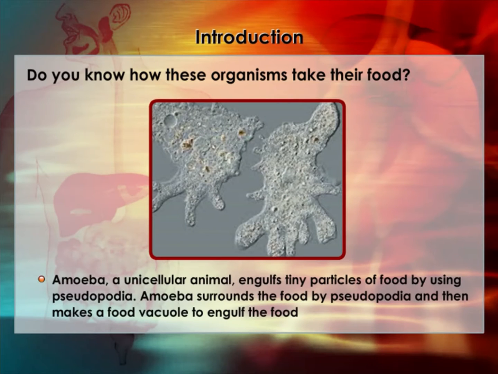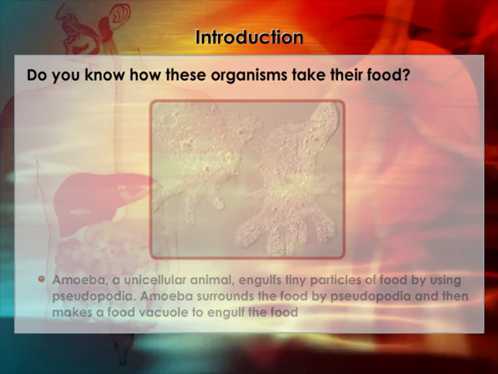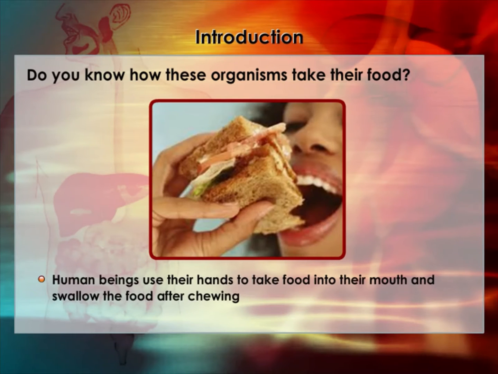Amoeba, a unicellular animal, engulfs tiny particles of food by using pseudopodia. Amoeba surrounds the food by pseudopodia and then makes a food vacuole to engulf the food. Human beings use their hands to take food into their mouths and swallow the food after chewing.